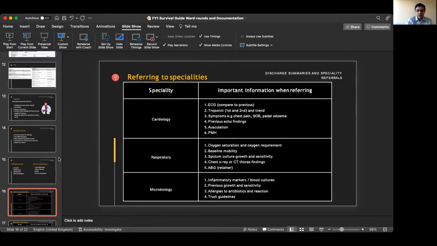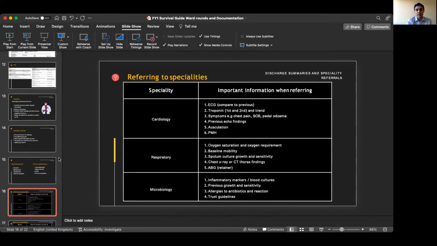So I've just asked Nihal if he could kindly post the referral cheat sheet, which is available on the Bleep page. So I would prompt you guys to refer to this. This is quite useful. But here I'm just going to go through some common specialties which you might be asked to refer to, and some useful information to have at hand when referring to these specialties.